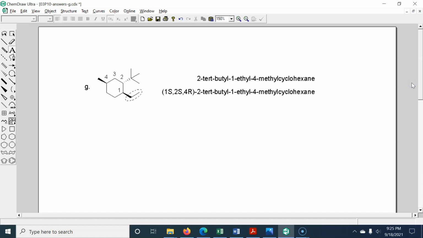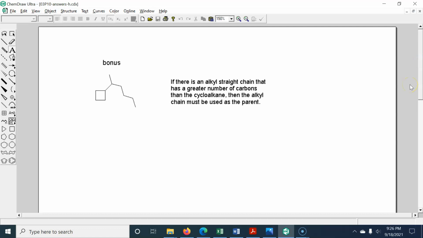We do have actually one more. We called it the bonus. Here's the bonus. It's unusual because the alkyl chain that looks like a substituent off of the ring has more carbons than the ring itself. The rule is, if there is an alkyl straight chain that has a greater number of carbons than the cycloalkane, then the alkyl chain must be used as a parent. Now, if it's a tie, then the ring would be the parent. But I think we have more carbons along this straight chain than the ring.